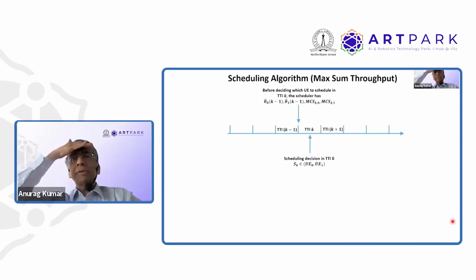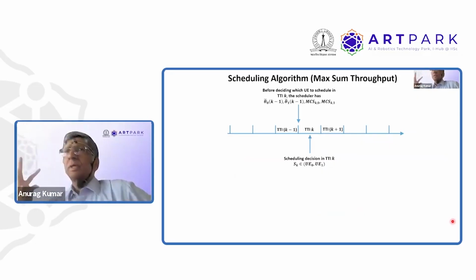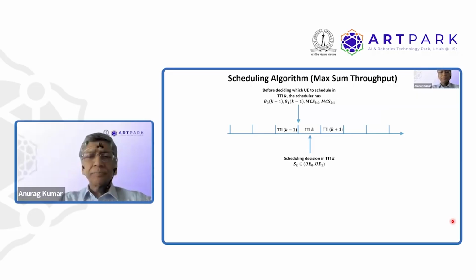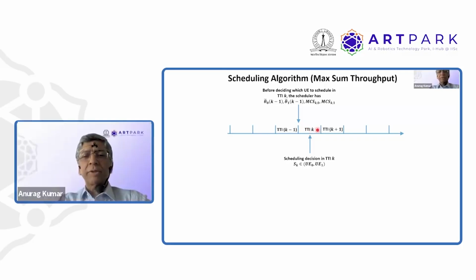Now we begin to do scheduling. What is a scheduler? A scheduler is basically a mapping from data to action. What is the data the scheduler is working with now? In a particular slot, TTI is the 5G term for a slot. What does TTI stand for? Transmission time interval, TTI. I'll call it a slot. This is slot k+1.